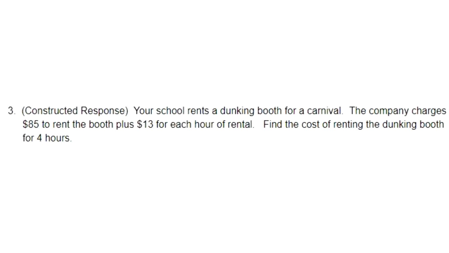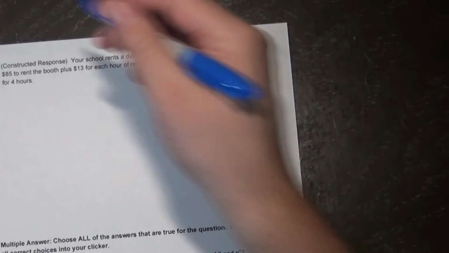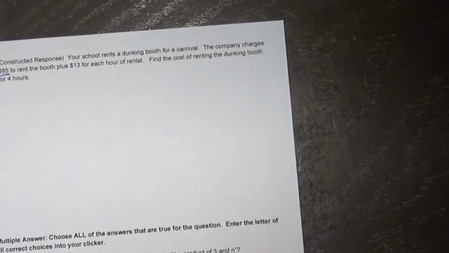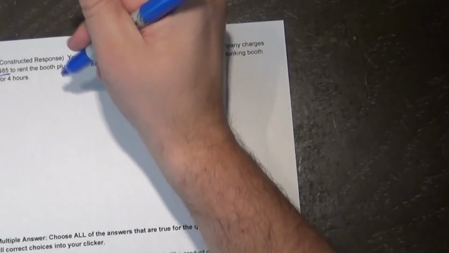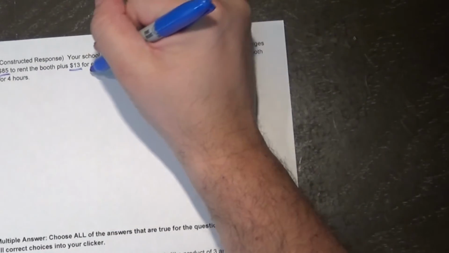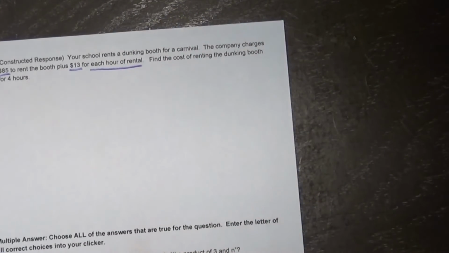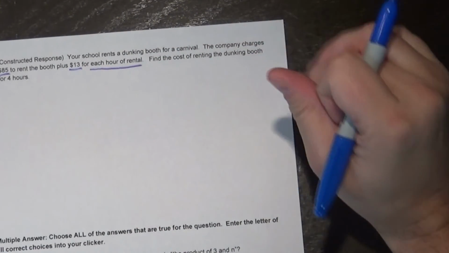The company charges $85 to rent the booth plus $13 for each hour of rental. Find the cost of renting the dunking booth for 4 hours. All right, so it's $85 just to get the booth there. Then it's $13 for each hour of rental. So we need to come up with an expression first.